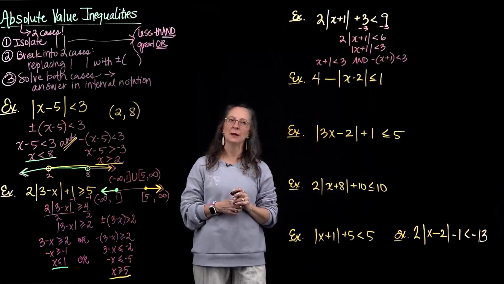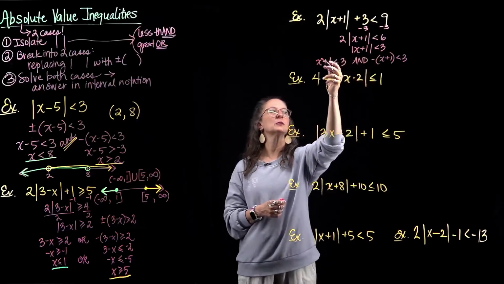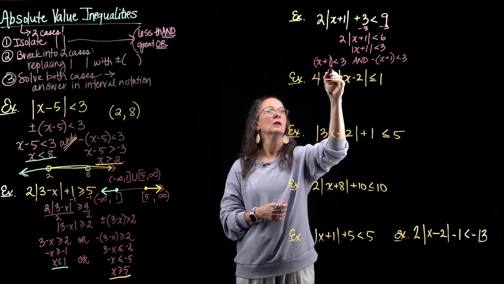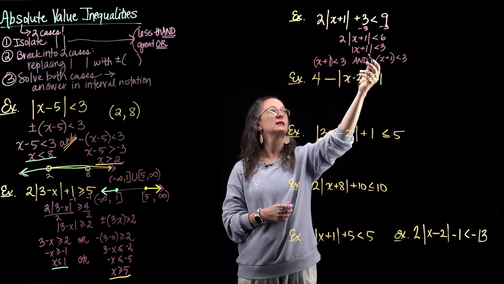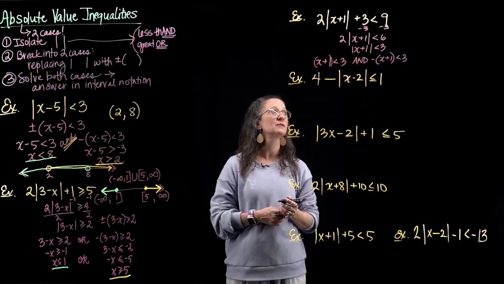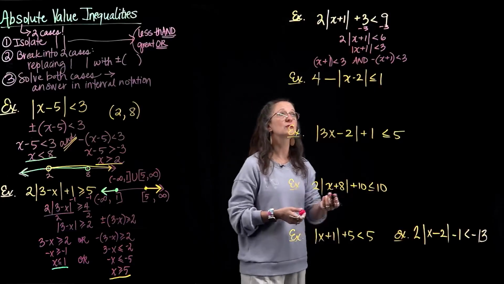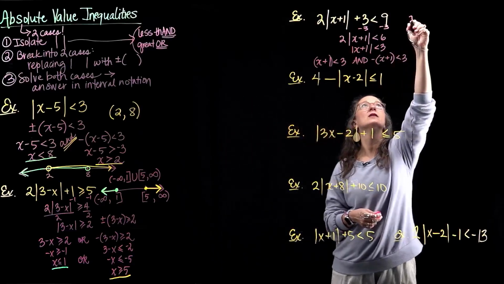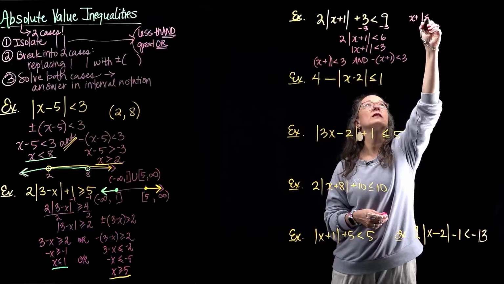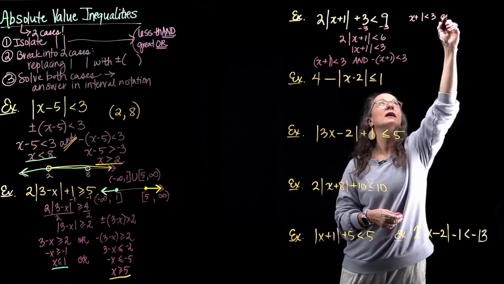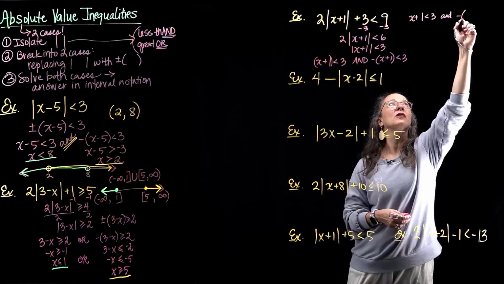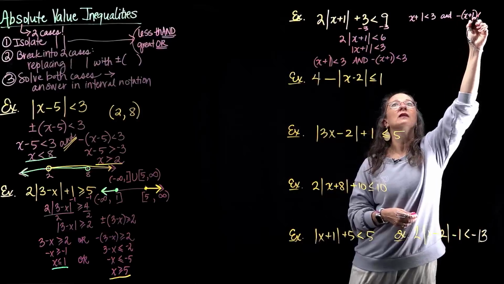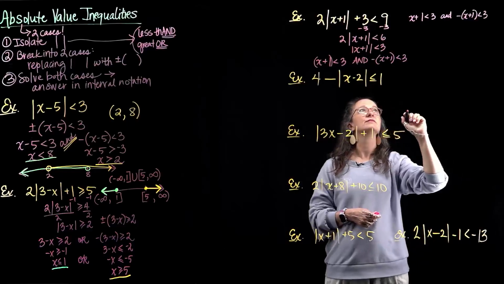Okay, remember absolute value always splits into positive parentheses and negative parentheses. Let's solve both of those. I'll rewrite them up here. So x plus 1 less than 3 and negative of x plus 1 less than 3.